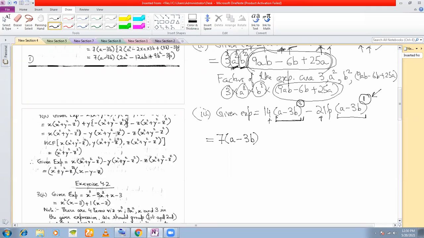So once I have taken the lower power out, right? So what am I left with here? 14 divided by 7 is 2. And a minus 3b to the power of 1 I have taken out. So what is the power here? 3. So what should be the next power? To the power of 3 minus 1, isn't it? Which is 2. Minus 21 divided by 7 is 3. I have a p here, so I can write p here as it is. And since I have taken out a minus 3b, there is nothing left here. Is that clear?